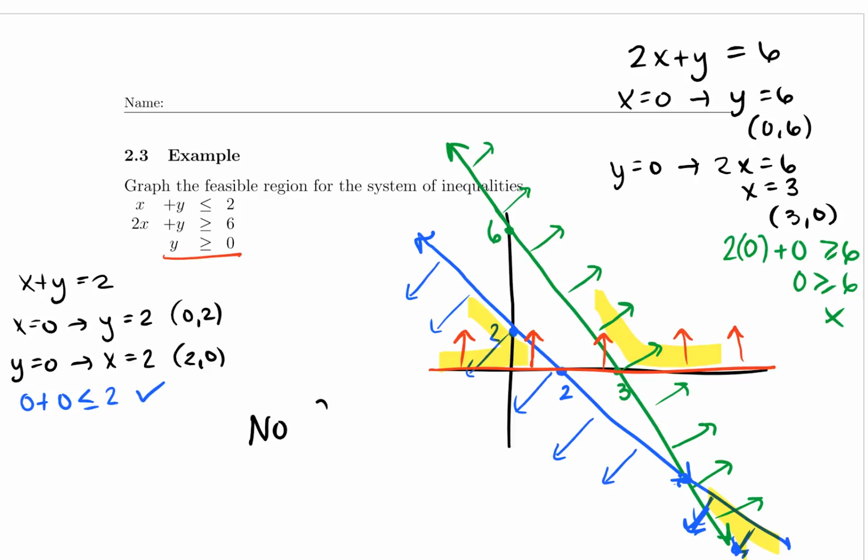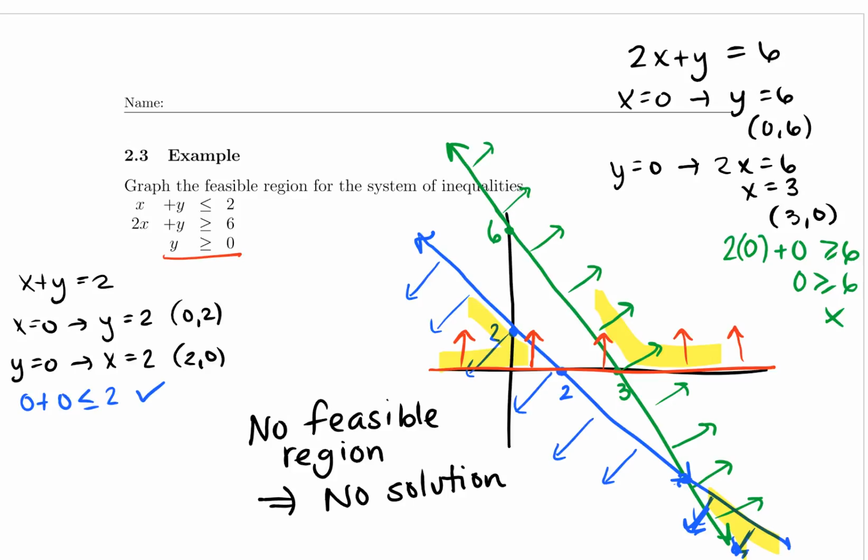So we have no feasible region, and so that means that the system has no solution. There is no point x, y that can satisfy all three of these inequalities at the same time. So we have no solution.